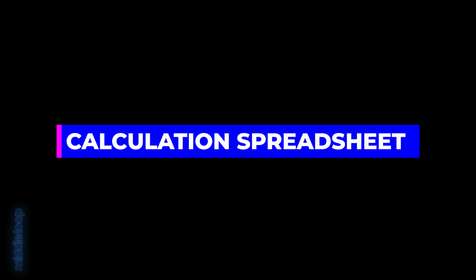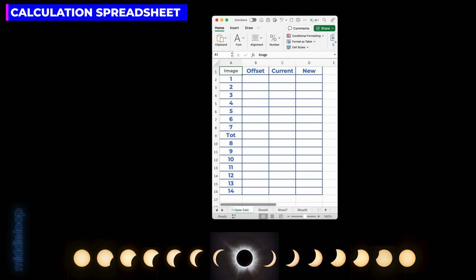Let's create a quick spreadsheet that'll help us to calculate the horizontal position of each of our layers. We're using Excel. This is the first image on the far left, all the way to the last image on the far right, with totality being right in the middle. The offset column will be the number of pixels each image needs to move. We'll fill this in a moment.